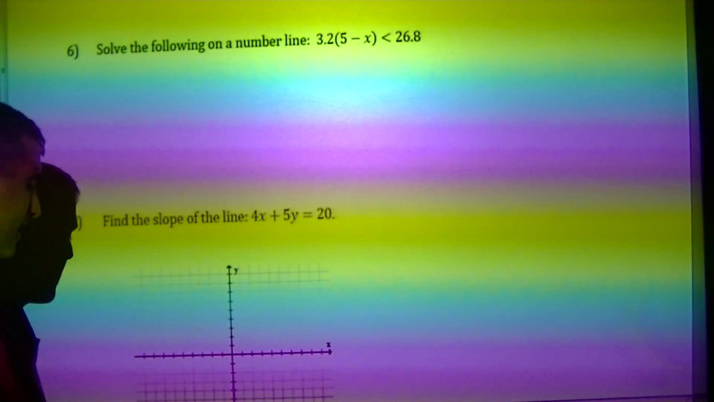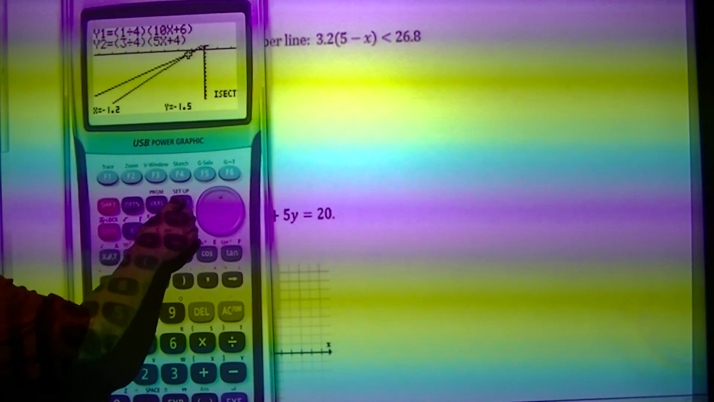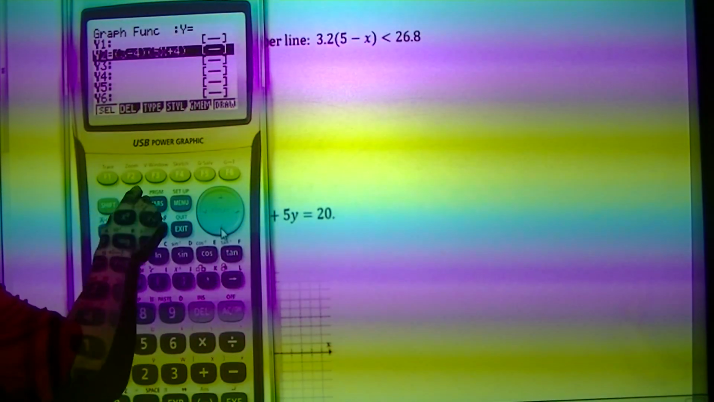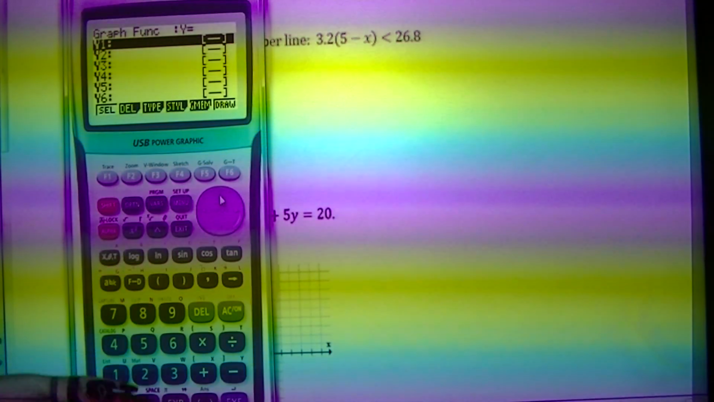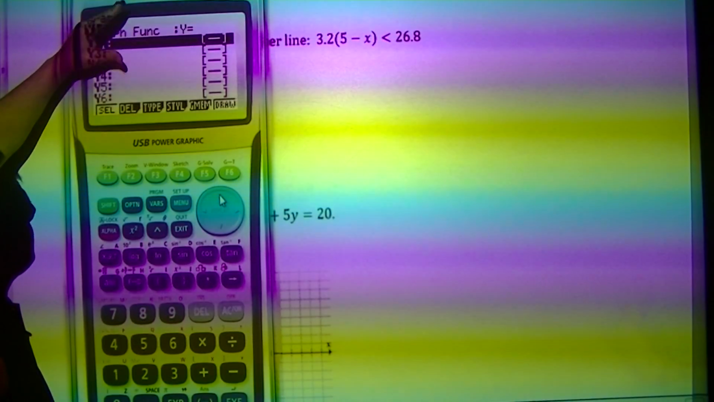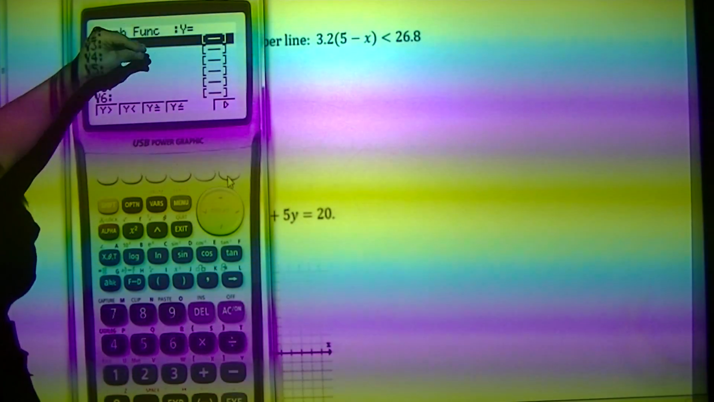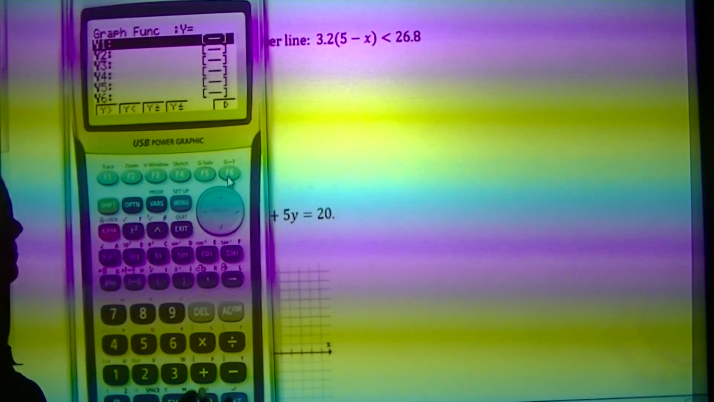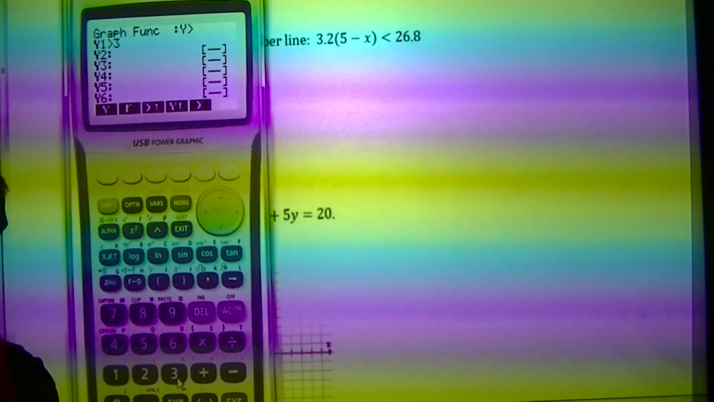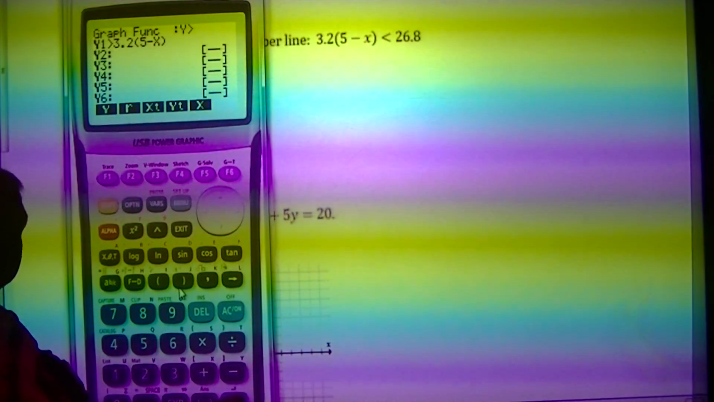Number 6, my inequality. Got to be careful here. When I go back into this, I'm going to delete these. Now, this is not going to eat, so what I got to think about is, if I selected this one, it's going to eat whatever I type in that first line, which I don't want it to. So I'm going to hit this one, over 3.2, 5 minus x.